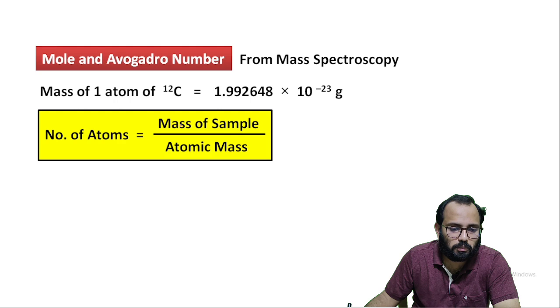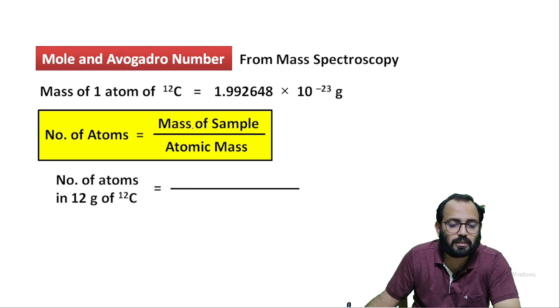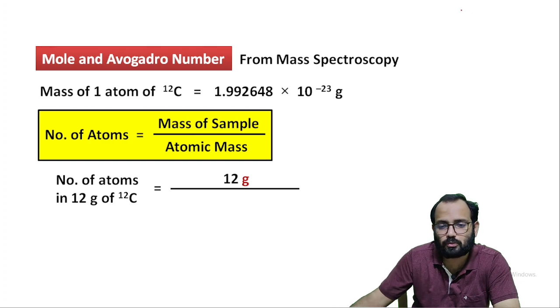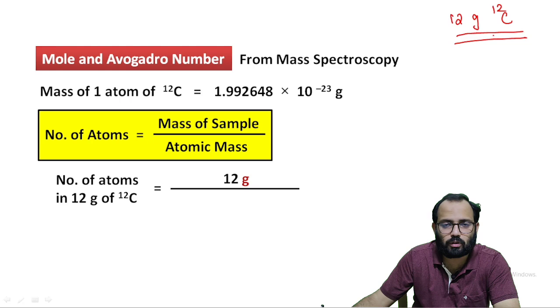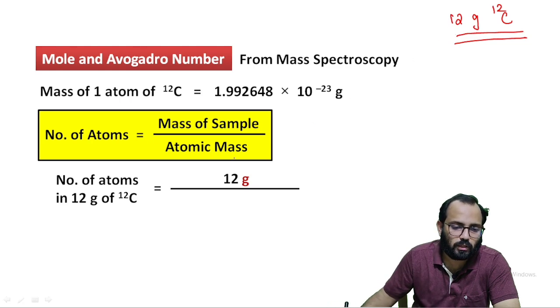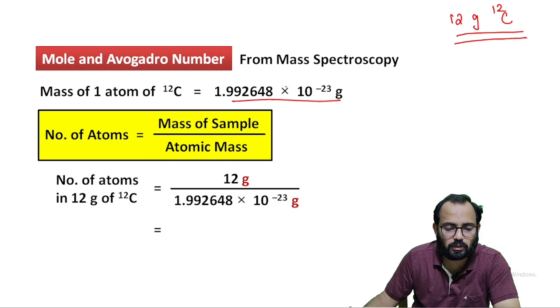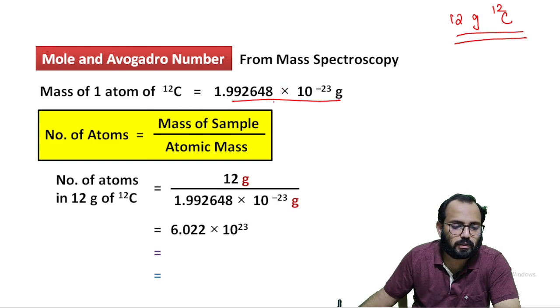So number of atoms is mass of sample by atomic mass. Sample mass we have taken as 12 gram. We have assumed 12 gram of carbon 12, right? And the atomic mass is the mass of one atom of carbon 12, 1.99 into 10 power minus 23. So what is the value you are going to get? 6.022 into 10 power 23. What is that? Number of atoms in 12 gram of carbon 12.